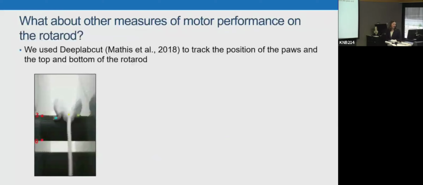So this brought me to be interested in other measures of motor performance on the rotarod. So I was interested in how they're performing the task beyond just the latency to fall. To do this, I used a machine learning program called DeepLabCut to track the position of the mouse's paws compared to the top and the bottom of the rotarod. And so you can see that here, DeepLabCut is labeling the right and left paw as well as the top and the bottom of the rotarod at 0 and 3 centimeters here.